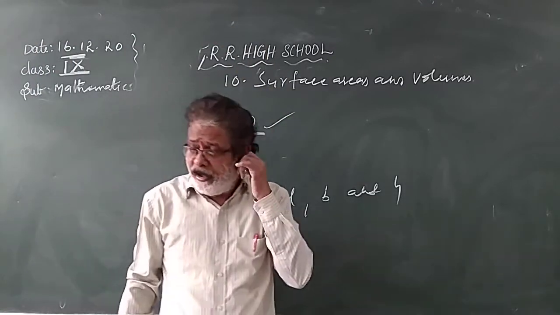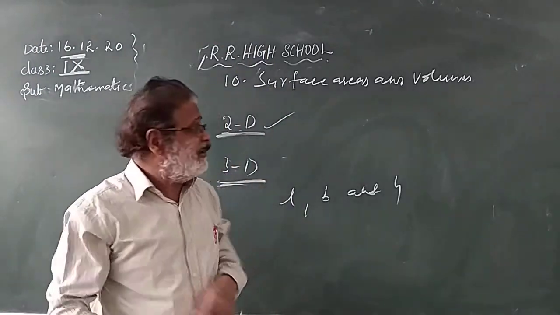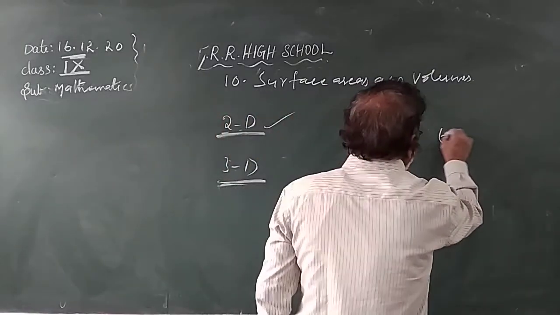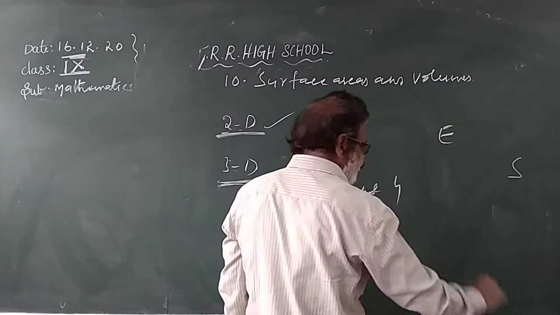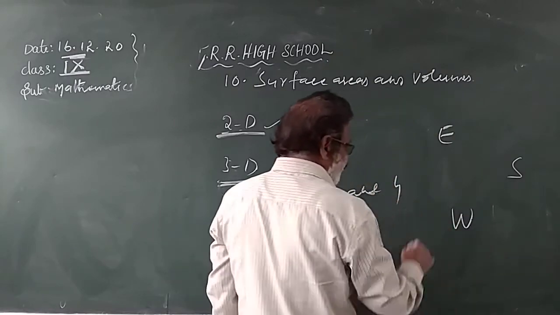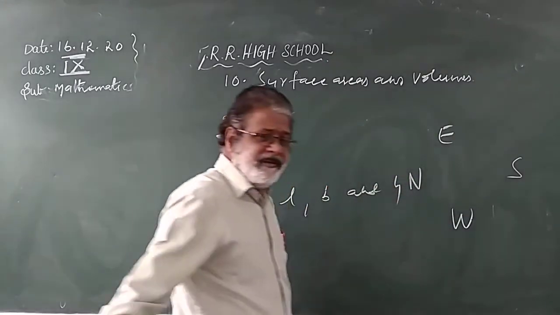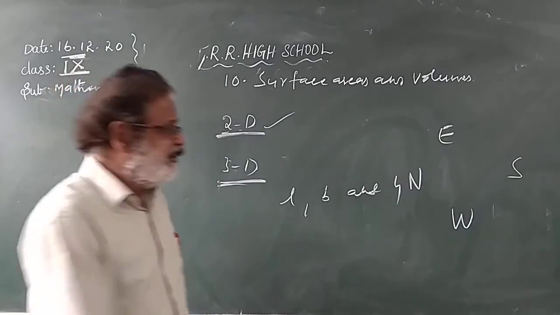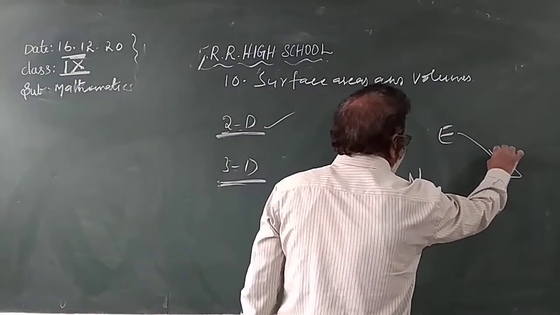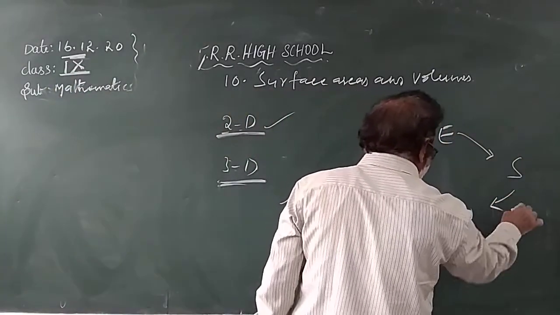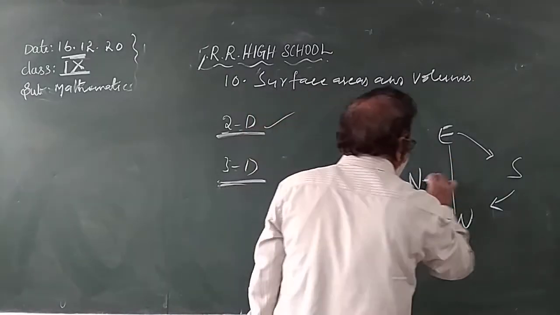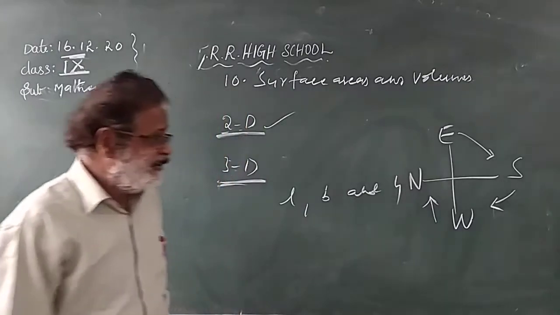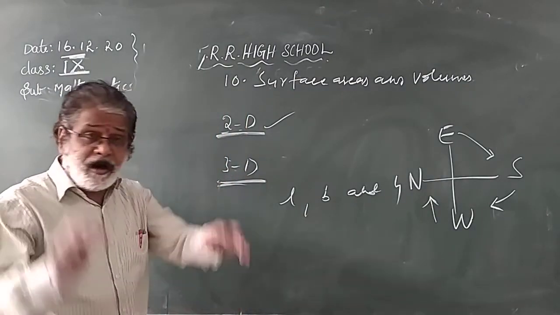Namely, they are called east. This is the east. After east, what will come? South will come. After south, west will come. After west, north will come. These four directions will come. East, after east south, after south west, after west north. All the four directions, like this.